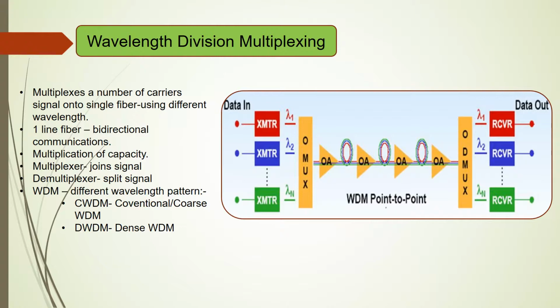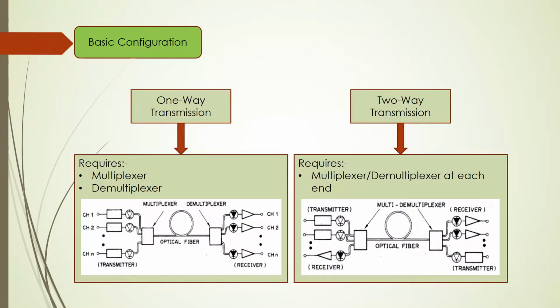And the wavelength division multiplexing can be categorized into many different types. One is CWDM, or conventional or coarse WDM, and the other is DWDM, or dense WDM, and also what I have seen, another is time division multiplexing.